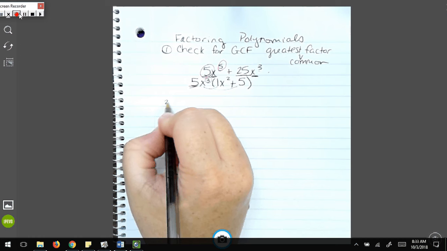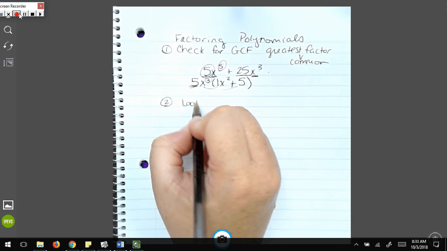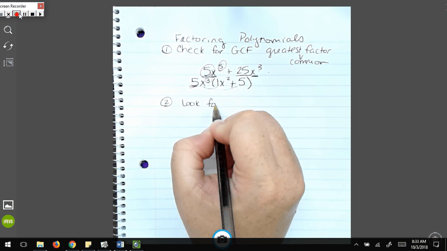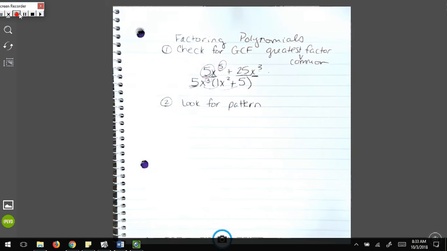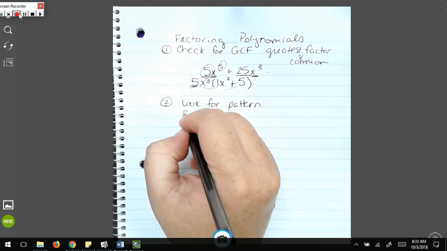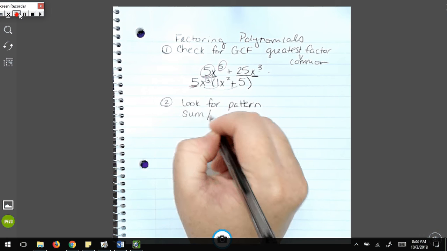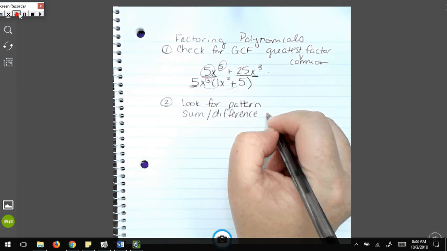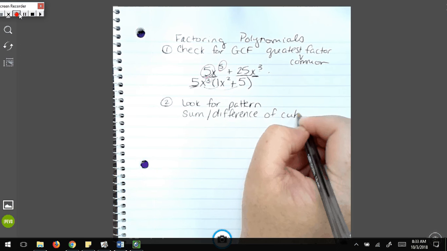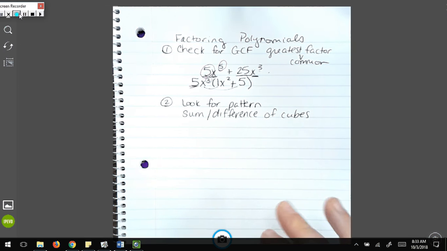Then what I want to do is look for a pattern. Okay, and there's really two main patterns here that we're looking for. One is a sum or difference of two cubes. And this is after we take out a GCF if it has one.